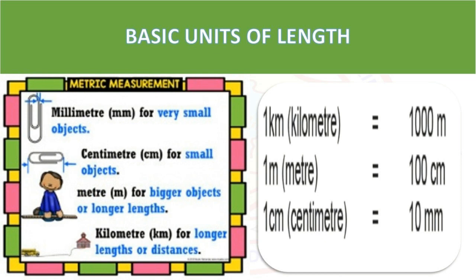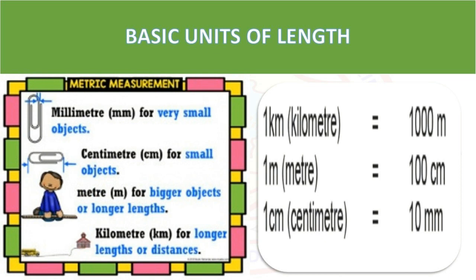Millimeter is the smallest unit of length, which is used to measure the length of very small objects. 10 millimeter makes 1 centimeter. Centimeter is used for measuring small objects. 100 centimeter makes 1 meter. Meter is used for measuring bigger objects or longer lengths, such as the length of a playground, park or swimming pool.